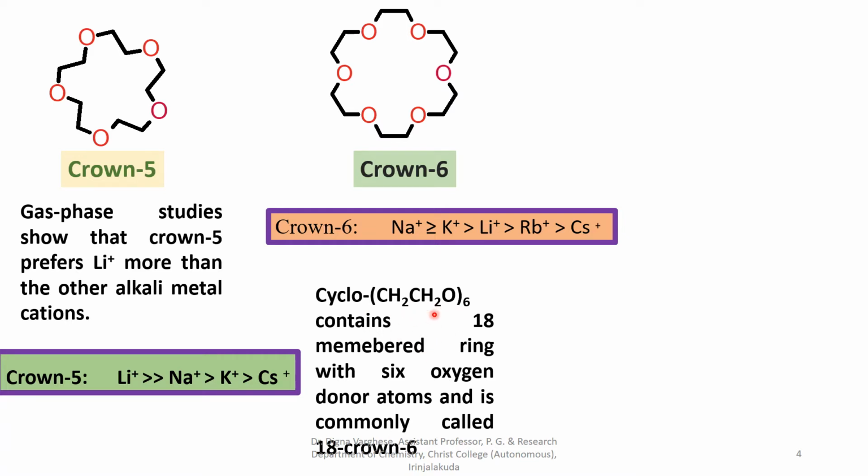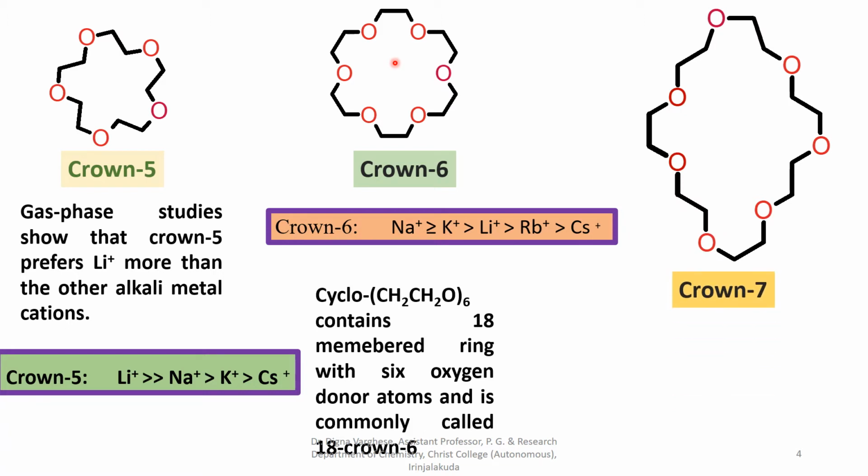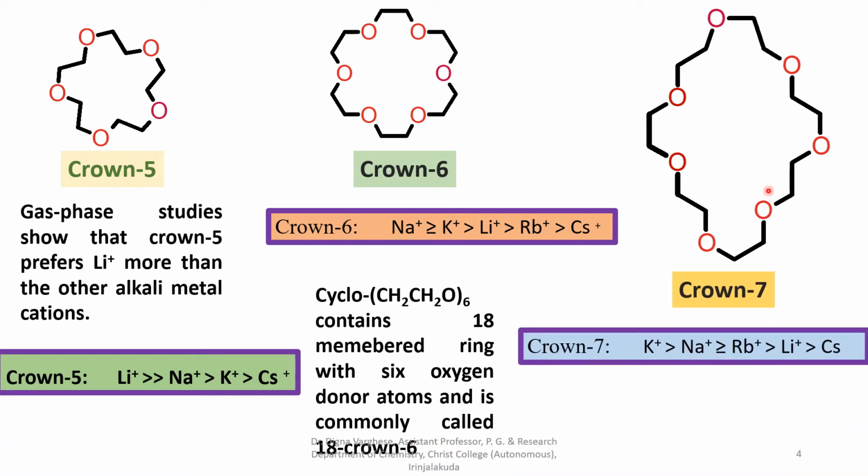Cyclo-(CH2CH2O) 6 times contains an 18-membered ring with 6 oxygen atoms as potential donors and is commonly known as 18 crown 6. Other one is crown 7. Here 7 oxygen atoms act as potential donors, and crown 7 prefers potassium ion more than sodium, than rubidium, than lithium, than cesium.